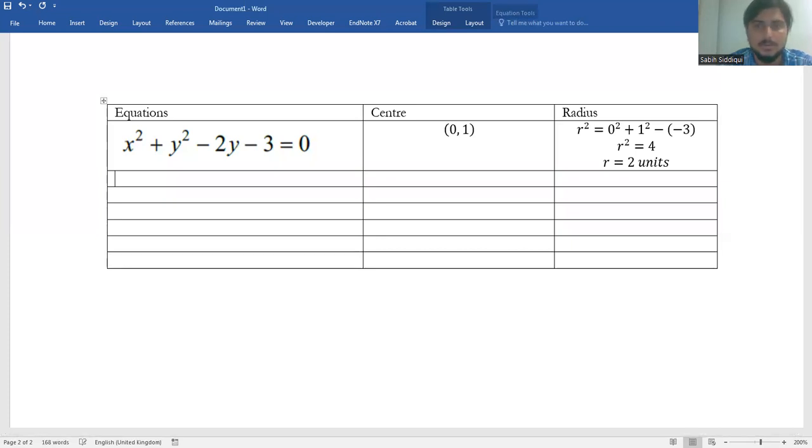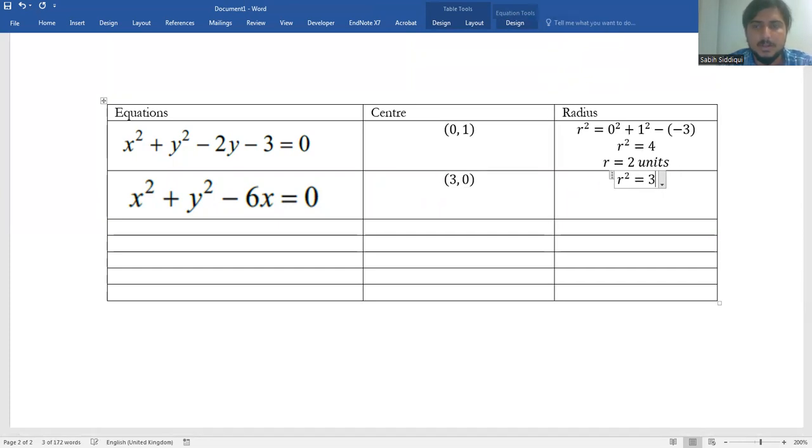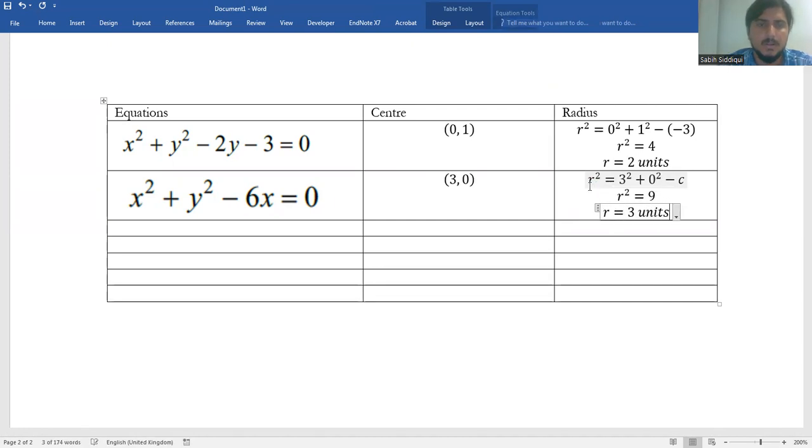Let's go through another equation. Again for this one, take the coefficient of x, which is -6, divided by -2, and you get 3. There is no y, so there is no coefficient of y, and that will be 0. And what about the radius? r² will be 3 squared plus 0, and there is no constant c, so r² will be 9, or the radius will be 3 units.